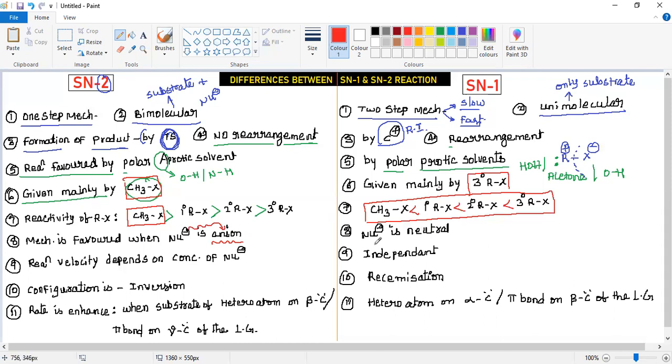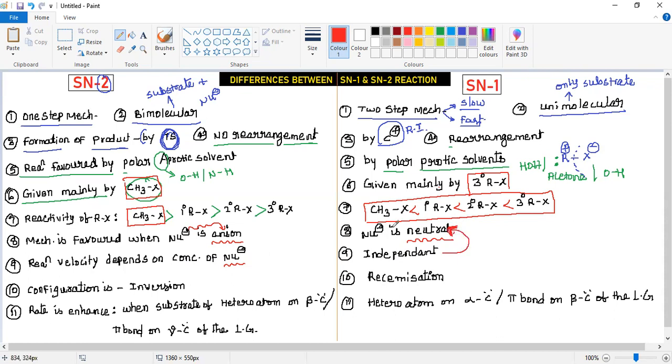But what about here? In SN1, the nucleophile should be what? Neutral. Okay, now next, SN2: here the reaction velocity, that means the reaction speed, mainly depends on the concentration of nucleophile. But what about here? The reaction velocity is independent of the concentration of nucleophile. Why? Because it is neutral.